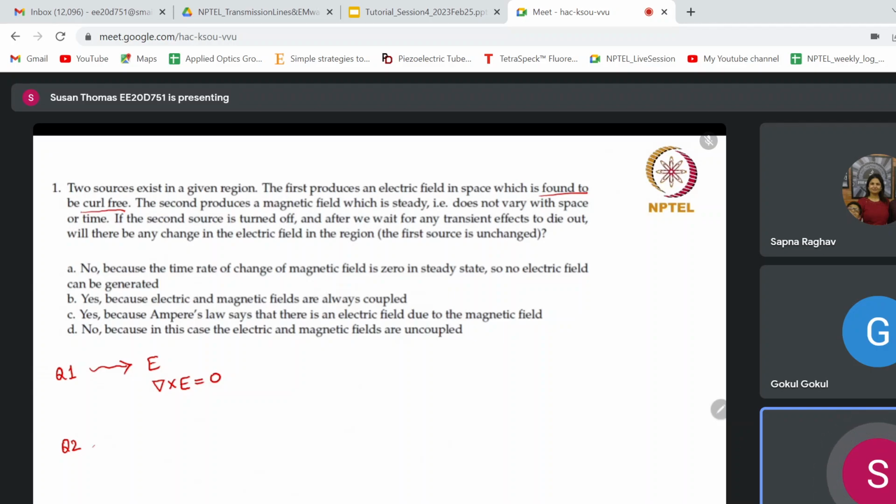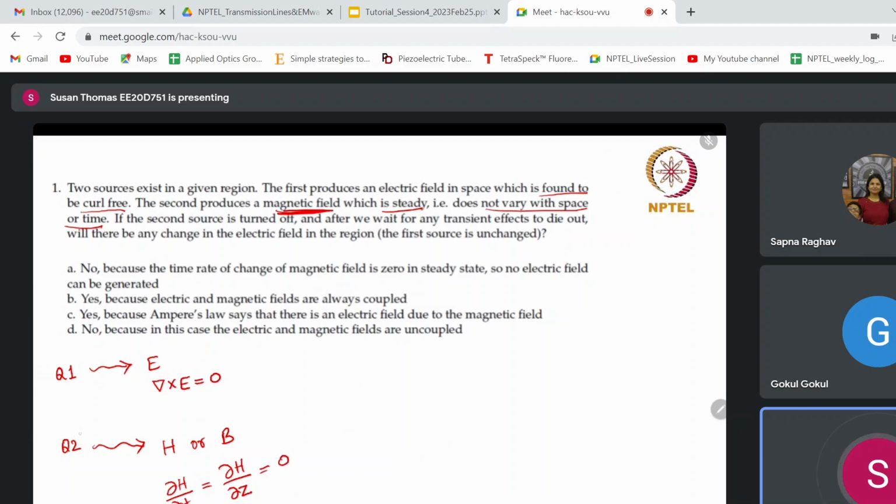So that is the meaning of this sentence. Now coming to the second source, it produces a magnetic field. Let me write magnetic field as H, or maybe I can write it as B also, because B is equal to mu H, and which is steady. What do you mean by magnetic field is steady? If I say it is steady, that means it is not varying with respect to time or space. It is already given in the question. If it is not varying with respect to time or space, I can say dou H by dou t or dou H by dou z, where z is the space term, so these both will be 0.